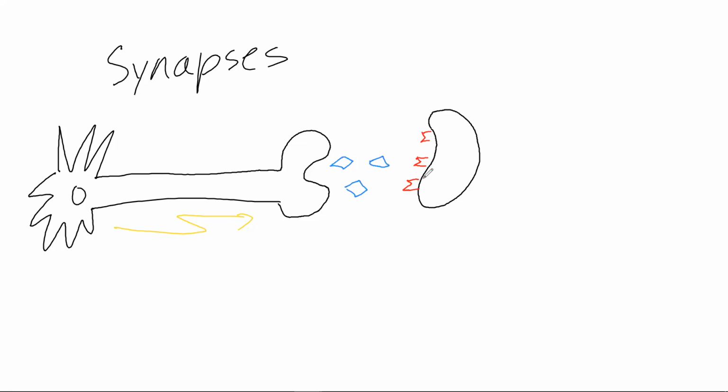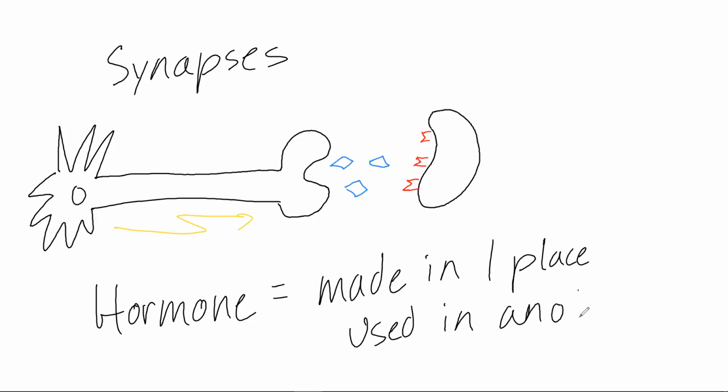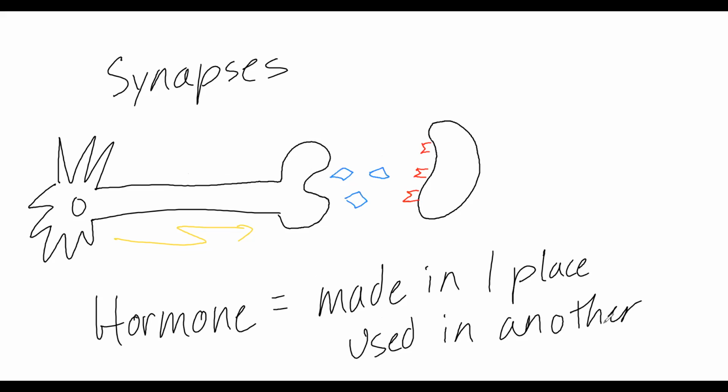Remember, the word hormone and ligand can sometimes be used interchangeably. Remember that a hormone is made in one place, used in another. Y'all got that? Yes. All right, cool. That's chapters 11 and 12. And that's everything I missed from my notes as well.